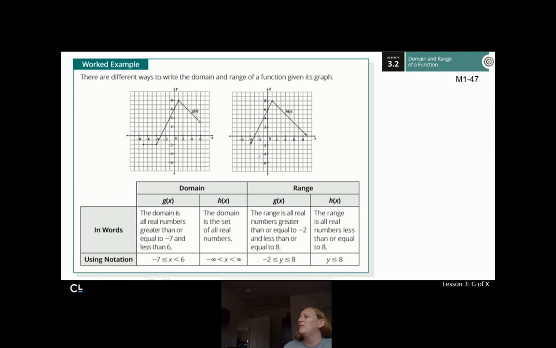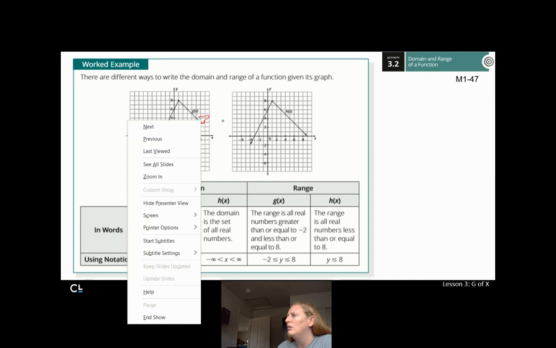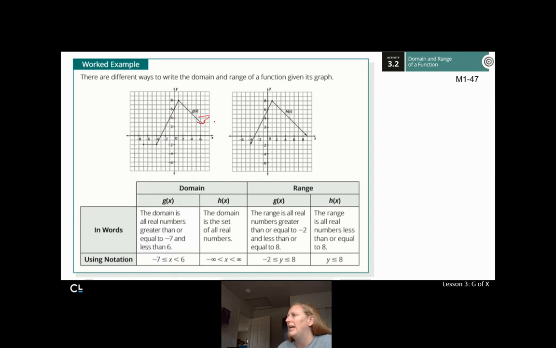So if I come over here with my lovely writing tablet, my little red pen, let's look at this graph right here. There are different ways to write the domain and range of a function given its graph. Now you'll notice it's hard to see here, easier to see in your book, but right here we've got a solid dot, and over here we have an open circle. I know, this is really badly drawn. It's okay, just remember I love you guys, all right? So this is closed, this is open. That means that that's equal to and that's not equal to, so watch out.